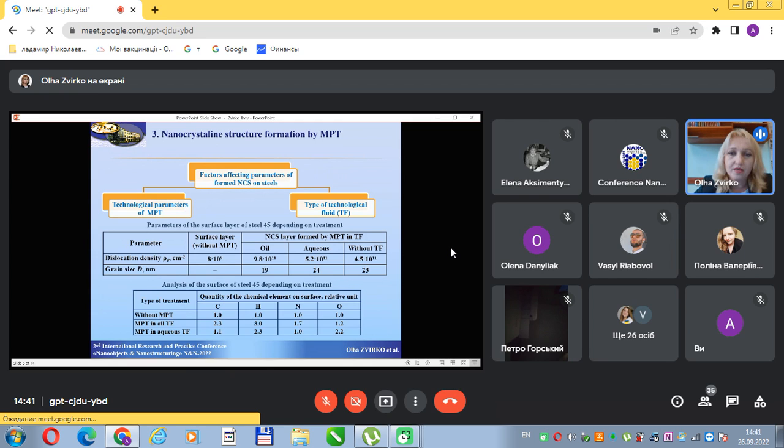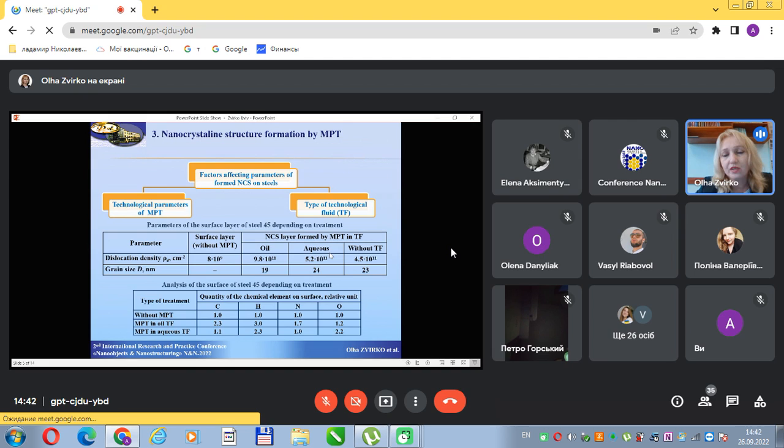According to X-ray analysis, dislocation density is increased by approximately 2 orders of magnitude, and grain size is 24 nanometers at the surface of the treated specimen. So application of oil technological fluid provides the highest dislocation density and also the smallest grain size compared with treatment in aqueous technological fluid or without any environment in air.